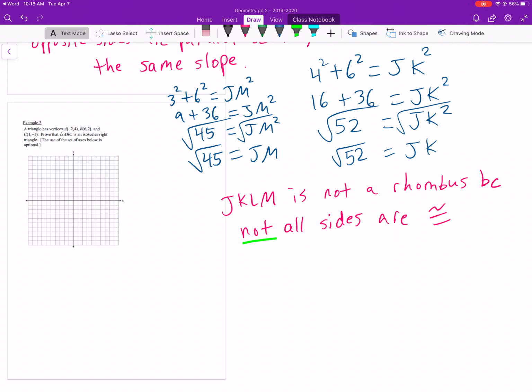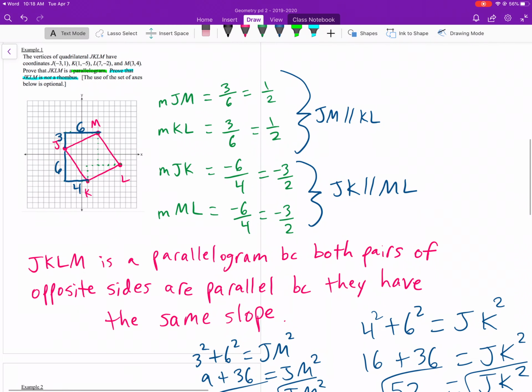Okay, a little bit of a review. We showed it's a parallelogram because the opposite sides were parallel. Remember, we show that through slope, same slope. Okay, and we showed that it's not a rhombus because not all sides are equal.